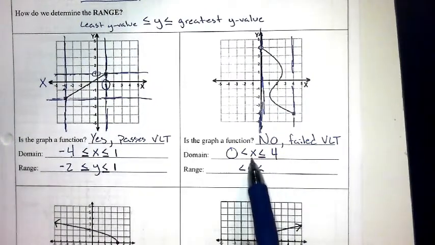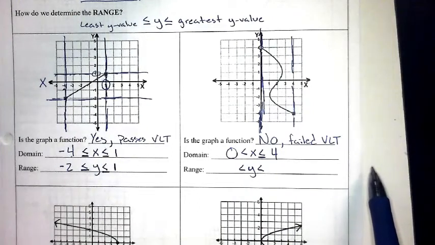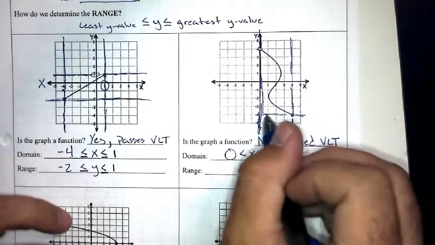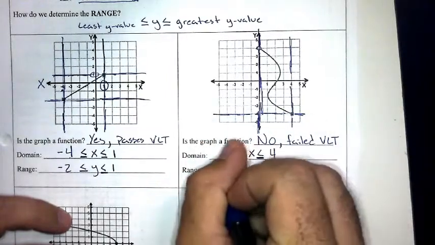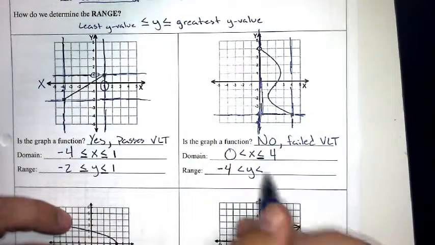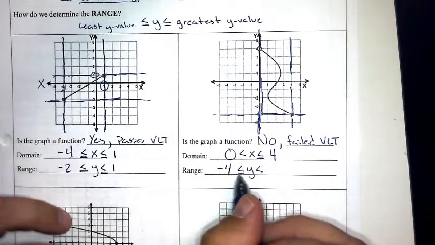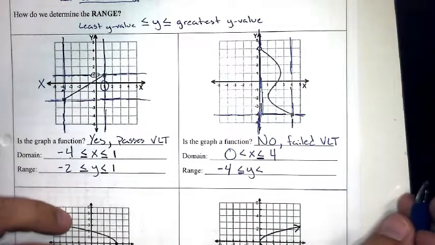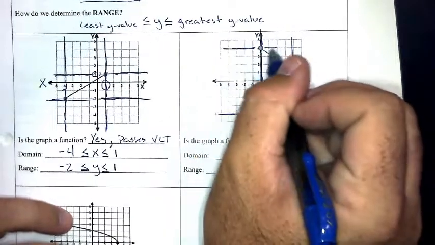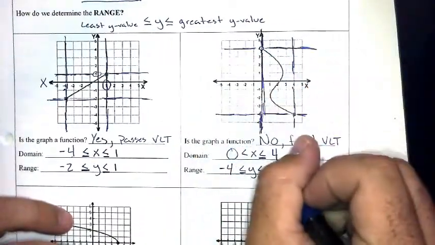What is the lowest y value? Say it louder. -4. Open or closed circle? Closed. How high up do I go? Open or closed circle? Open, so I don't underline it. And then you're done, just like that.